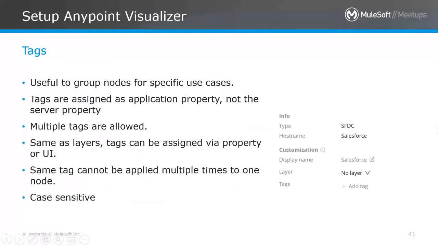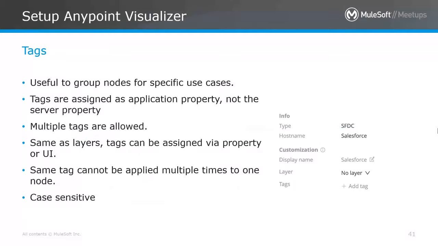For example, you have a project XYZ which has 7 applications, and you want to see the visualizer for only those 7 applications. So what you do is give the tag XYZ to all 7 applications. Whenever you filter your applications for that XYZ tag, you will see only those 7 applications. Okay. So tags are assigned as an application property, not a server property, meaning the tags are specific to your application, not related to the server.